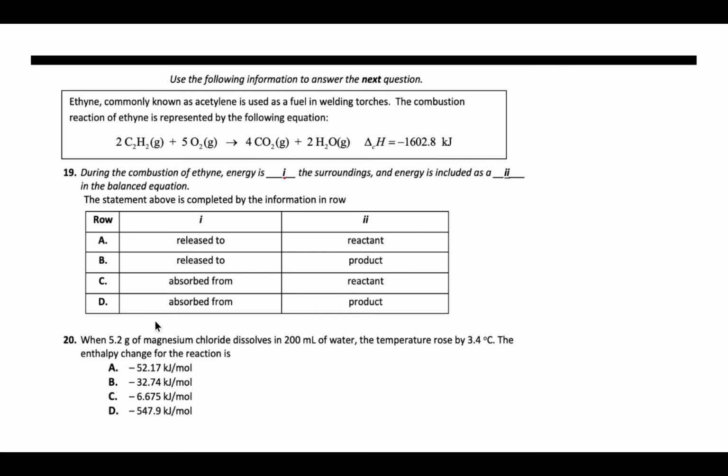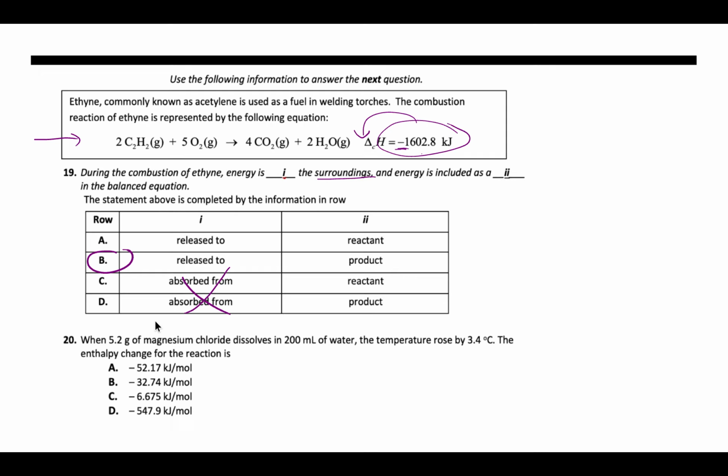Okay. All right, so our next one, we have a reaction given to us with the delta H, and it tells us during the combustion of ethyne, energy is blank. So combustion is always exothermic, so it would be released to its surroundings. And if we were to write this within the equation, exothermic reactions go on the product side. So this answer is just theory, and it is B.